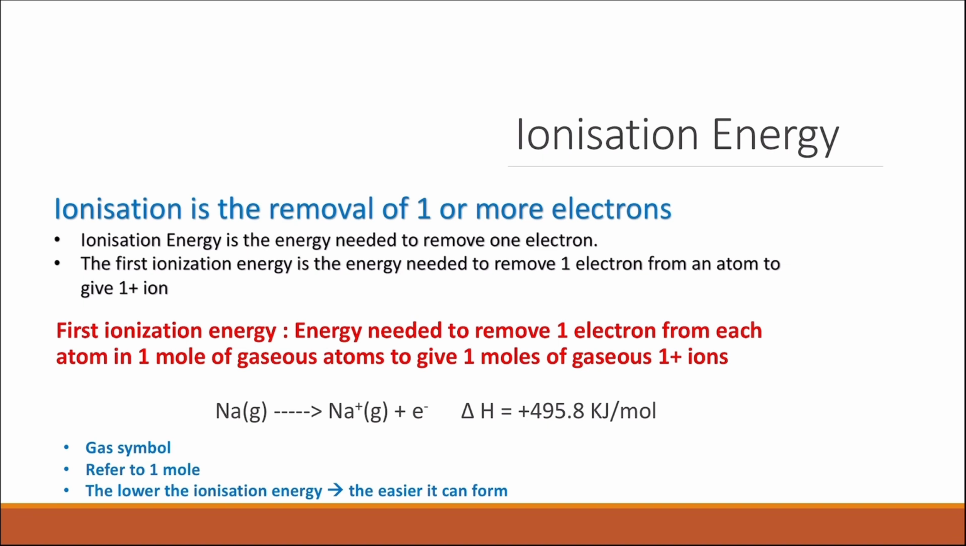So remember that the first ionization energy is the energy needed to remove one electron from each atom in 1 mole of gaseous atoms, if they ask you for the definition, to give 1 mole of gaseous 1+ ions. When you write the equation, you need to add the gas symbol for both the atom and the ion, and you need to add the electron as well. Refer to only 1 mole of the substance when you do this as well.